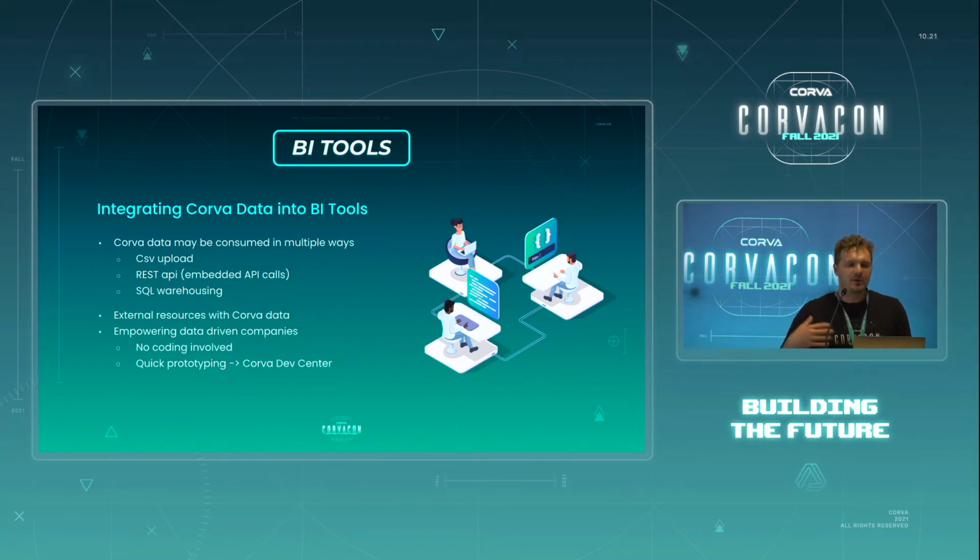Now, we could upload this Corva data in multiple ways, right? So you could do something like what I did earlier, where I scripted something and then just saved some data to a CSV. That's one option.